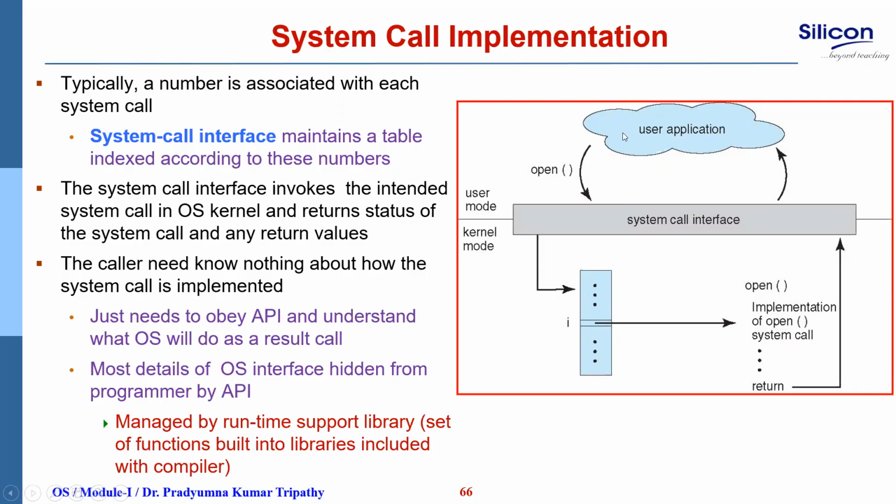Suppose the user selects the open function. Open function has an ID. Suppose this is system call number 15. Let the open function be system call number 15. So this open function in return will go to the 15th number in the system call sequence.